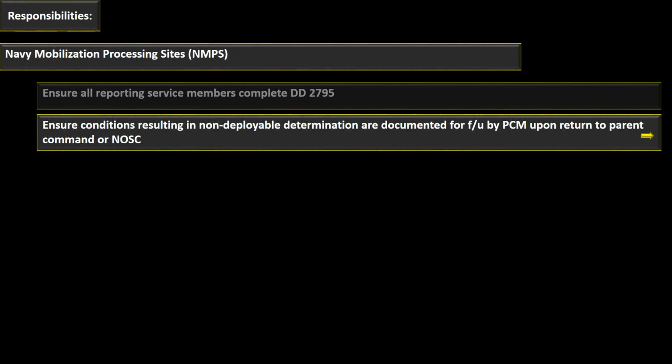So all this is saying is that if during your pre-deployment health assessment the Navy mobilization processing site sees that there's something on there that makes you non-deployable, well, you're going to have to go back to your parent command and follow up with your PCM, or if you're a reservist, you're going to have to go back to your NOSC.